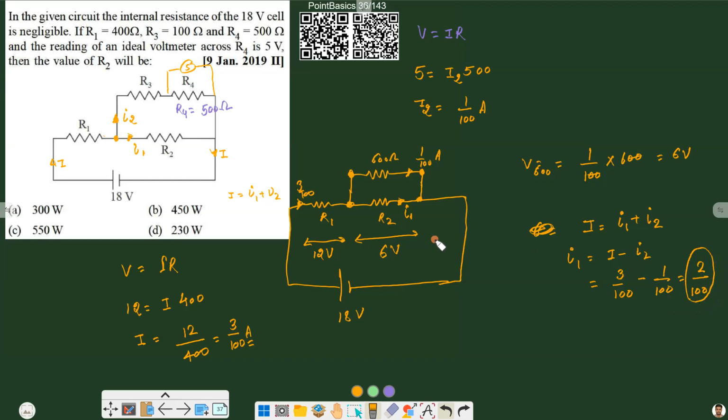Now again using Ohm's law, V is equal to IR, for R2. For R2, the potential is 6. The value of current flowing through it is I1, and the value of I1 is 2 by 100. So 2 by 100 into R, that is R2. So that's how we can get R2 will be 300 ohm. Option A will be the right answer. Moving to the next question.